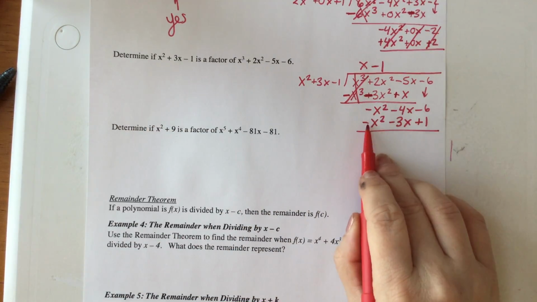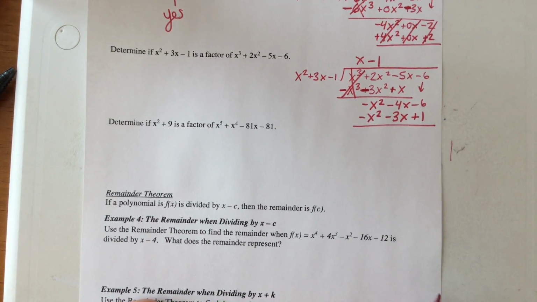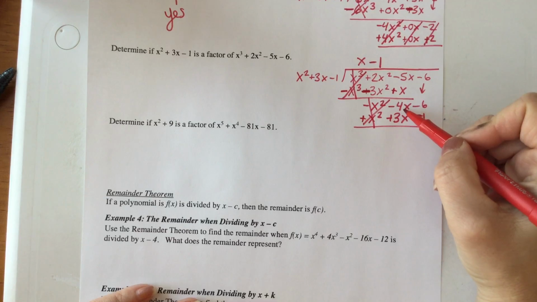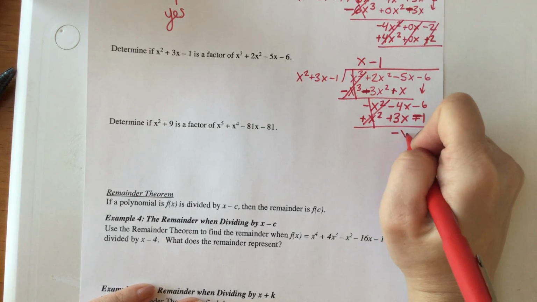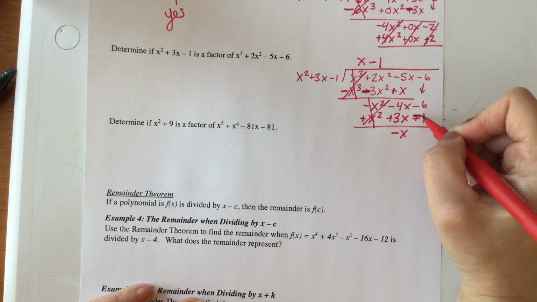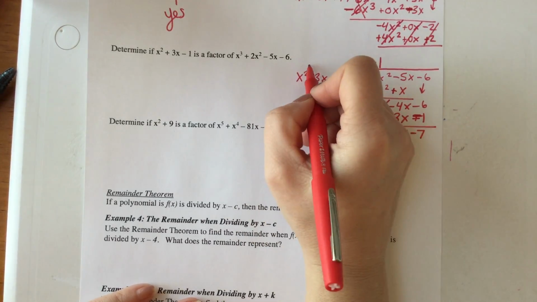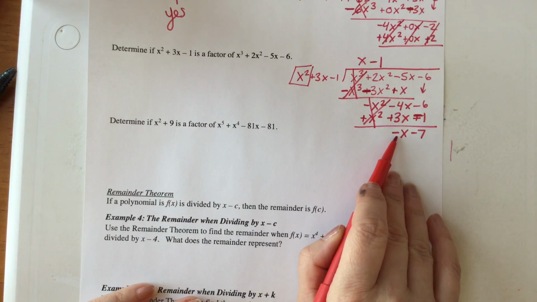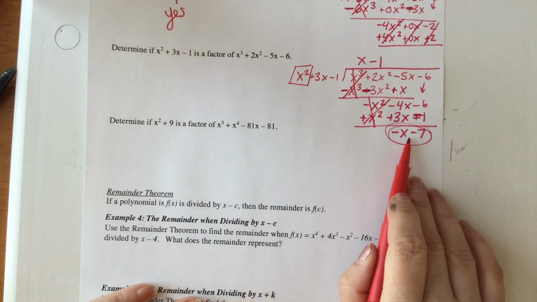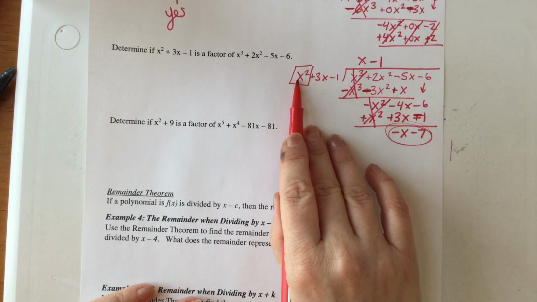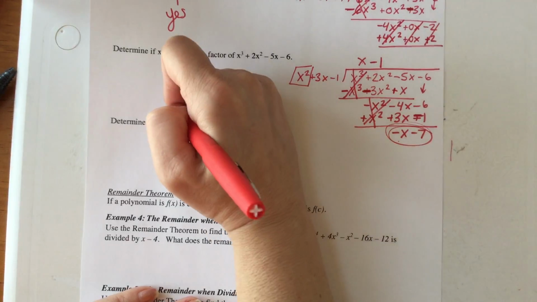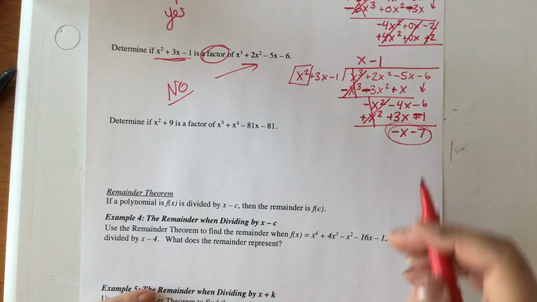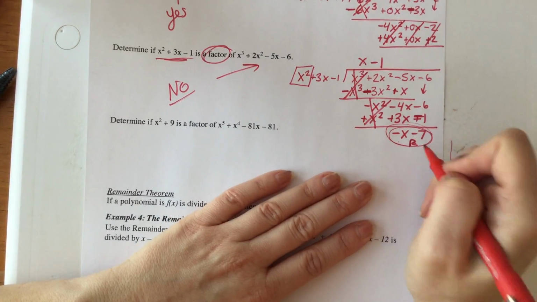In order to cancel this first term, we have to change all the signs of the second row. Positive, positive, negative. This cancels. Negative 4x plus 3x is negative x. Negative 6 and a negative 1 is negative 7. There is no way to turn a term that has 2 x's into a term that only has 1. So this right here would be a remainder because I can't go from 2 x's to 1 x. So no, this is not a factor of this because it does not divide perfectly. This right here would be your remainder.